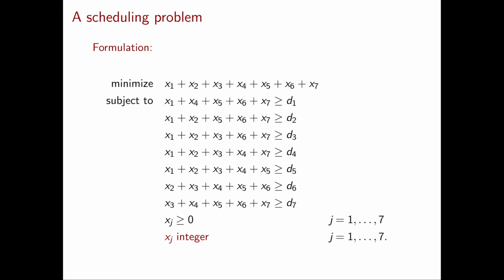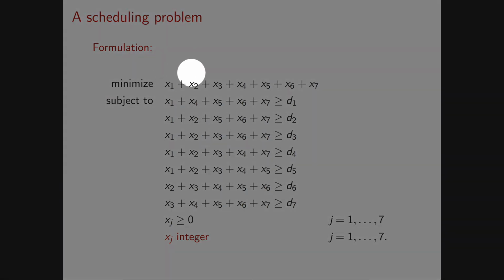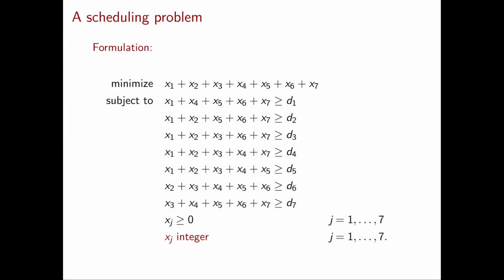So at this point, we can immediately write the formulation. So we want to hire the minimum possible amount of nurses. Every nurse must start in a specific day, therefore the total number of nurses hired is exactly x1 plus x2 plus x3 until plus x7. So let's now talk about the constraints.